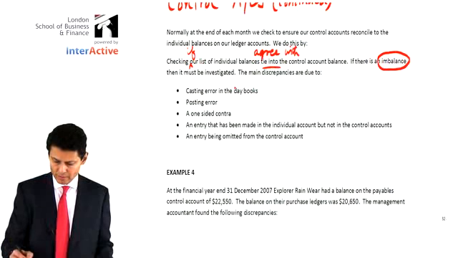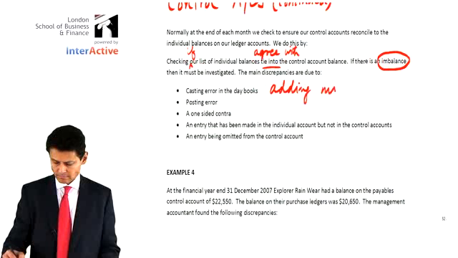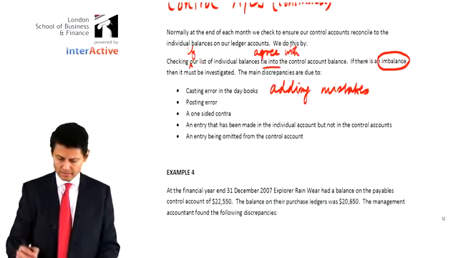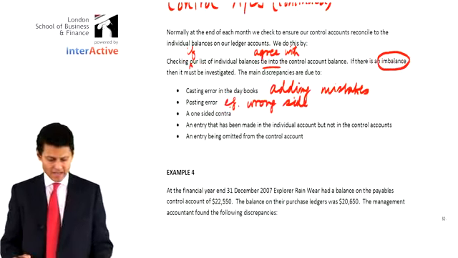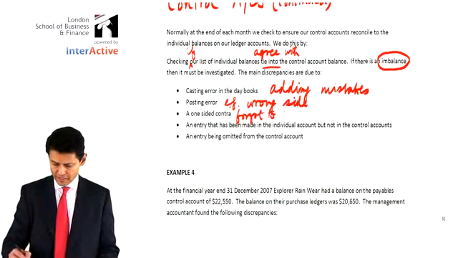Casting errors in the day book. Casting simply means adding mistakes. Posting errors, e.g., on the wrong side. You put it on the wrong side of the account. A one-sided contra, basically you forgot to finish the double entry.